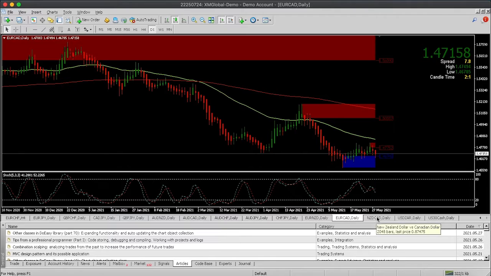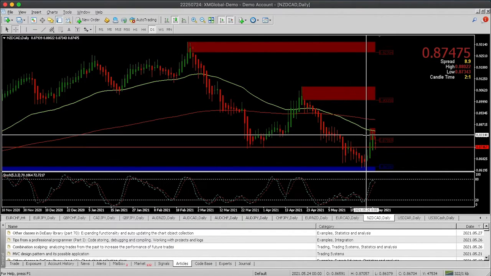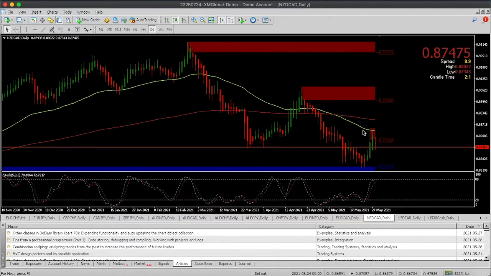Alright, NZDCAD. This looks like a nice setup. So we're at an area of supply. It's below the 50 and the 200. We have the red candle forming. So yes, this is a trade I'll definitely be taking, today, early in the morning. Just waiting on the market to open, and then we can go ahead and enter this trade.